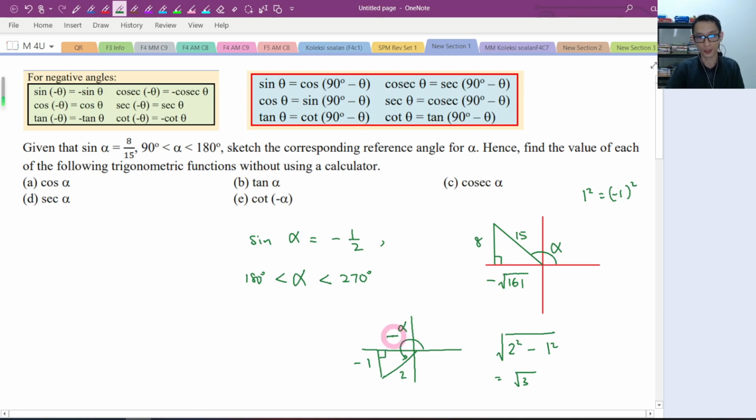Square root of 3. But is this diagram correct? No, this diagram is not correct. Go to the left hand side, don't forget to add a negative sign. Okay, this is how we sketch this type of diagram to help us solve the question. Let me just erase this one and go back to our questions.